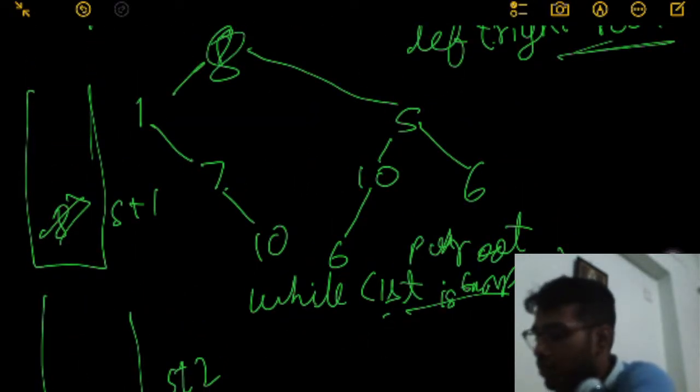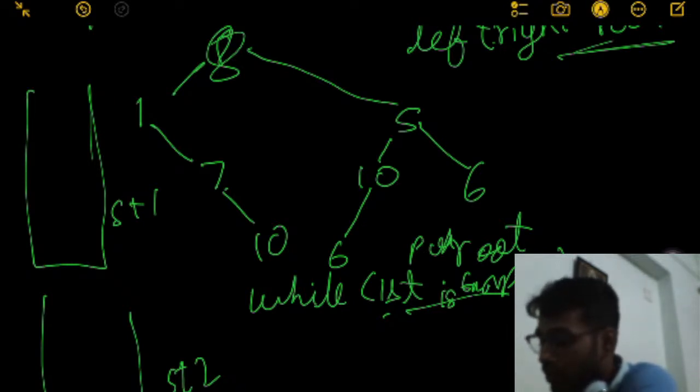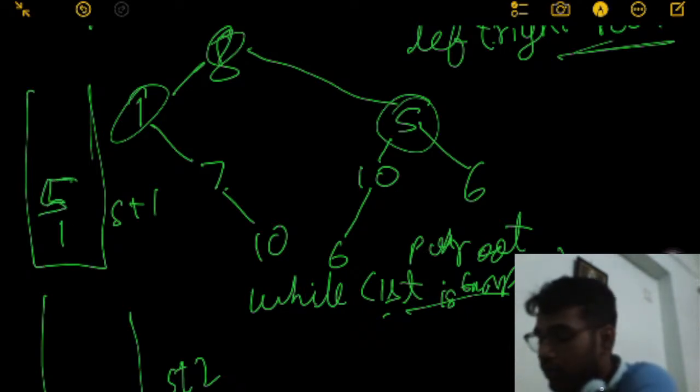So while the stack 1 is not empty, what I'll do is I'll first pop this element, which was root, basically whichever element is on the top of the stack. Then I'll push in the left if it is not empty, then I'll push in the right if it is not empty. So 1 and 5. Now I'll add this root to stack 2.